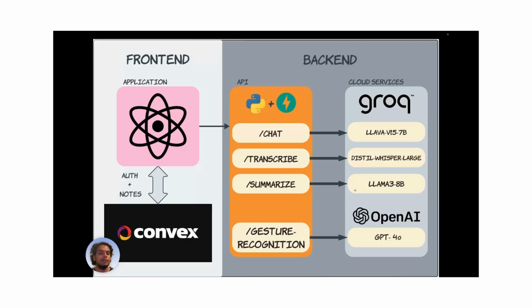We decided to use Groq to power three of our most important features. First, real-time transcription, summarization, as well as our chat functionality. All the models we used are mentioned on the slide. I should also mention that in our gesture recognition pipeline, there was one component which was using OpenAI's GPT-4o model.